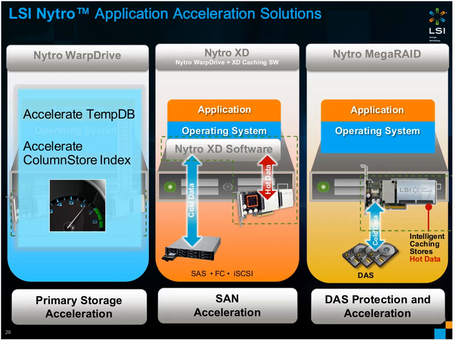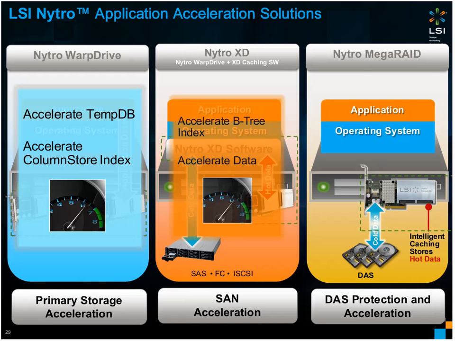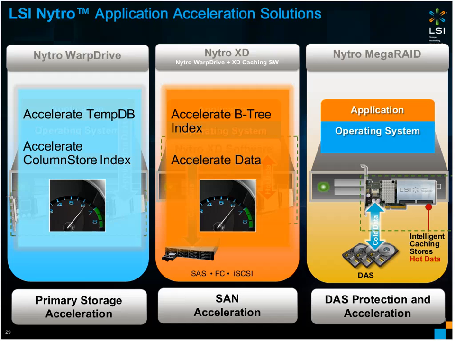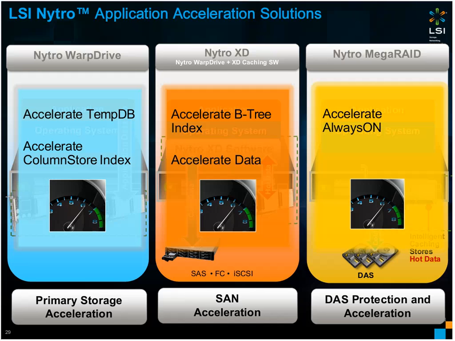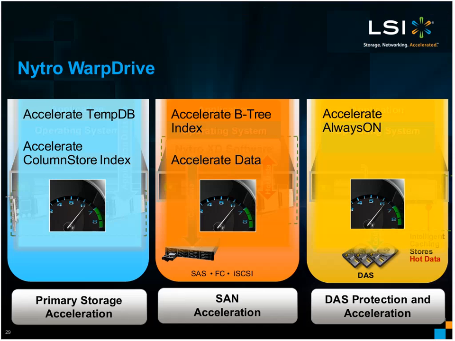On the Warp Drive side, you can accelerate TempDB. We talked about that. Accelerate column store indexing. We talked about that. The center, you could accelerate B-tree or row or heap indexing and accelerate data itself using XD software. Very low cost, very high performance. In Nytro MegaRAID, you could accelerate those availability groups, and you get the benefit of both DAS, RAID protection, and acceleration.